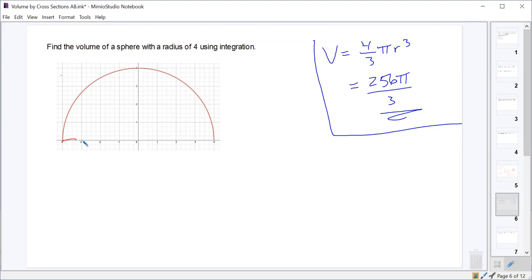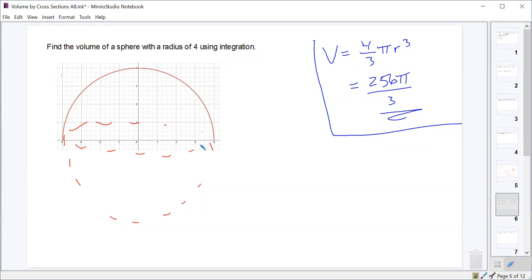If I rotate it around the x-axis, imagine that it's coming out of the screen towards you and then going back inside of your computer screen, back around in 3 dimensions, you're going to end up with a sphere that has a radius of 4. So effectively, I'm turning this semicircle into a sphere with a radius of 4.